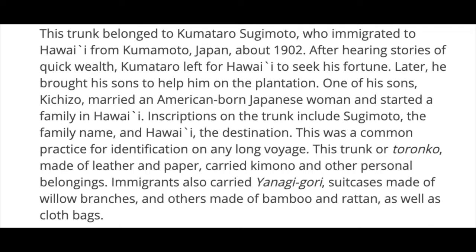Now I'm going to read to you the last paragraph of the description of this image. This trunk belonged to Kumataro Sugimoto, who immigrated to Hawaii from Kumamoto, Japan about 1902. After hearing stories of quick wealth, Kumataro left for Hawaii to seek his fortune. Later, he brought his sons to help him on the plantation. One of his sons, Kichiso, married an American-born Japanese woman and started a family in Hawaii. Inscriptions on the trunk include Sugimoto, the family name, and Hawaii, the destination. This was a common practice for identification on any long voyage. This trunk, or tronko, made of leather and paper, carried kimono and other personal belongings. Immigrants also carried yanagi-gori, suitcases made of willow branches, and others made of bamboo and rattan, as well as cloth bags.